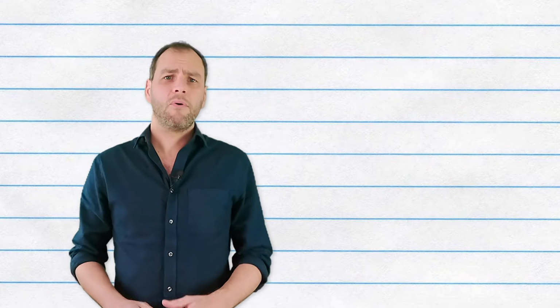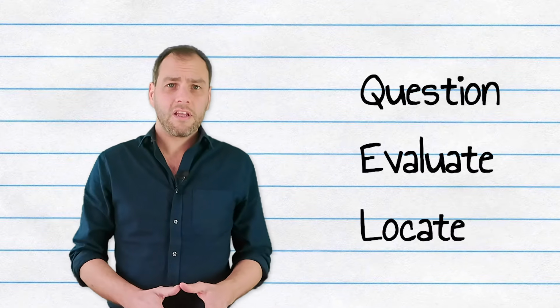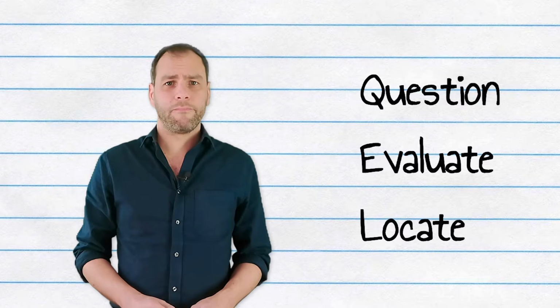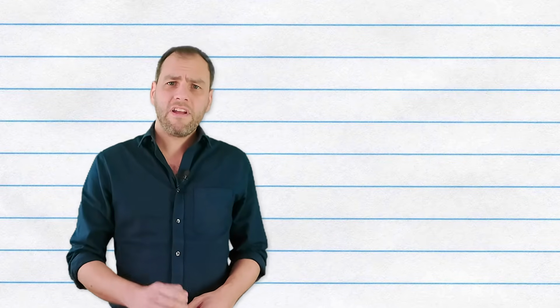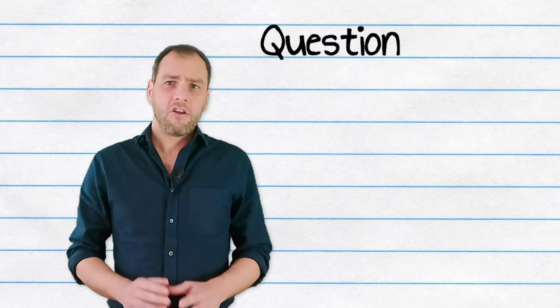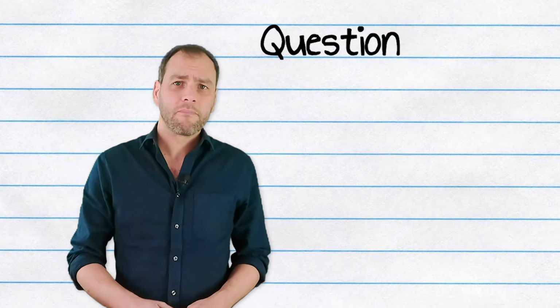There are 3 simple ways you can enhance your critical reading. These are to question, evaluate, and locate. Let's look at these in detail. When reading a text, you should question what the author says. You should think about and make notes to answer these questions as you read.